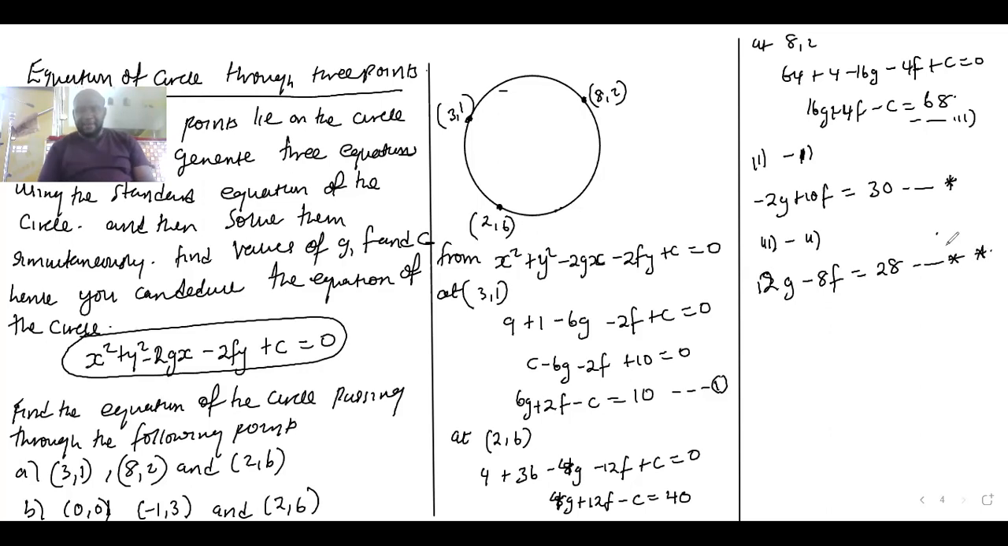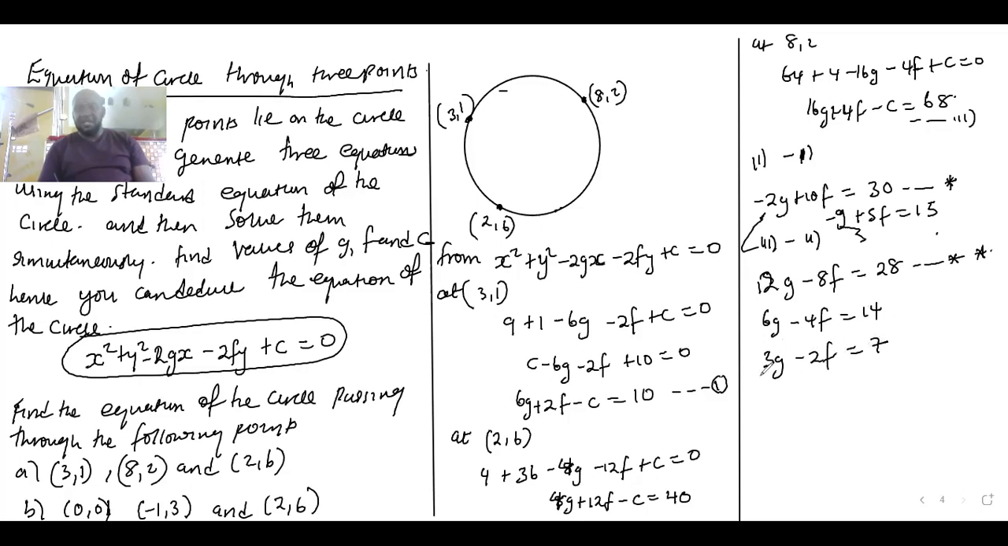With this, when you divide this one by 2, you get G, a negative, plus 5F is equal to 15. When you divide this by 2, you realize a 6G minus 4F is equal to 14, taking you to 3G minus 2F is equal to 7.